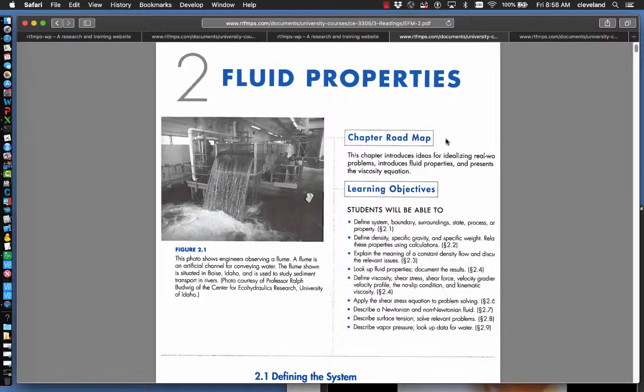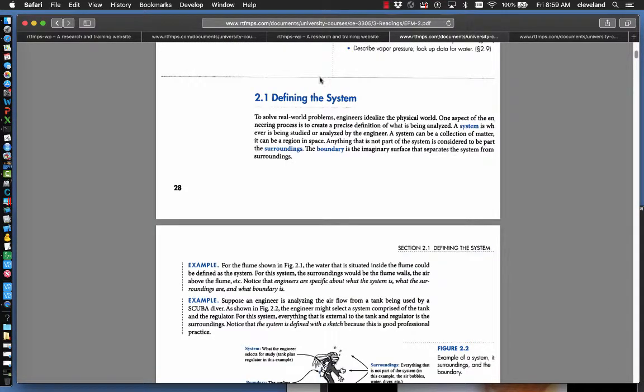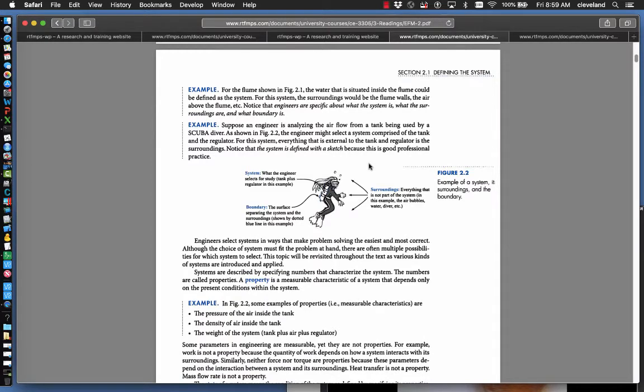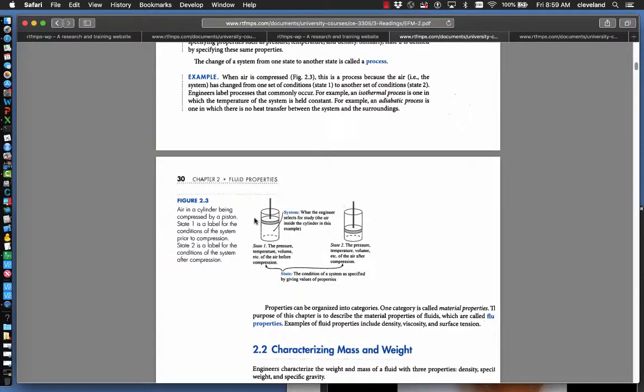So the main chapter that we're referring to is Chapter 2, Fluid Properties, and here is a screen capture of relevant portions of the chapter. You'll need to read about system boundaries. It's fairly important. We're not going to dwell on that in the video lecture. You can read that on your own. The boundary has a pretty big impact on how we analyze a system and infer its behavior under different conditions.